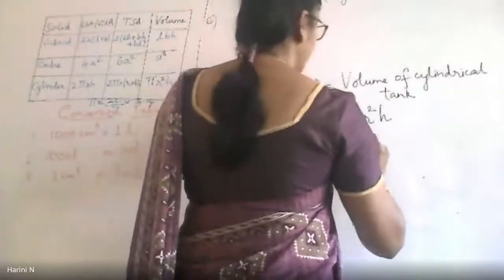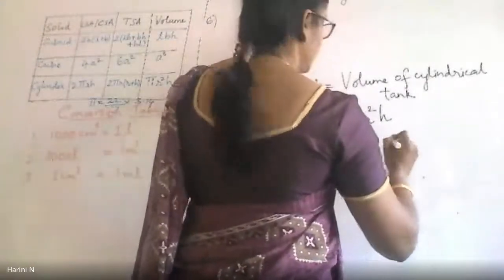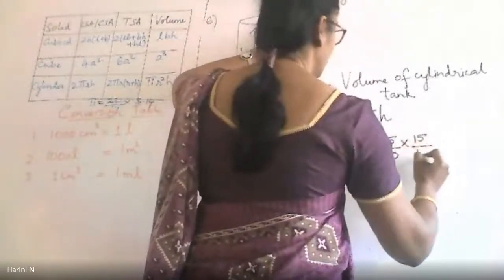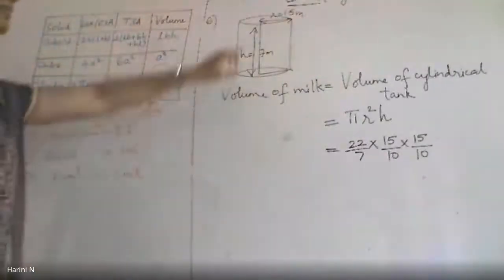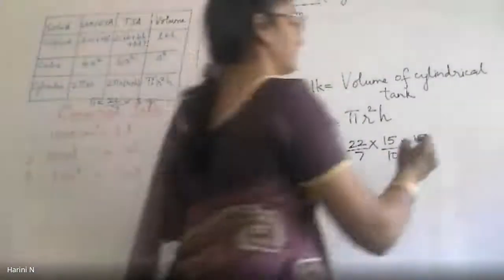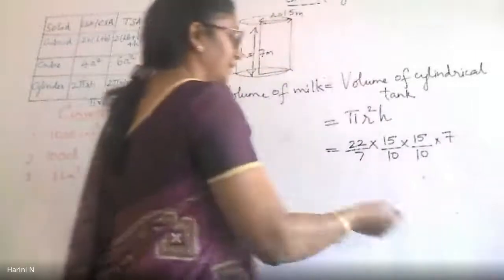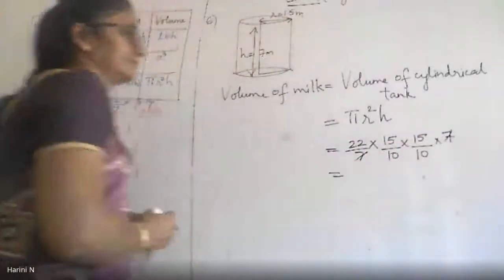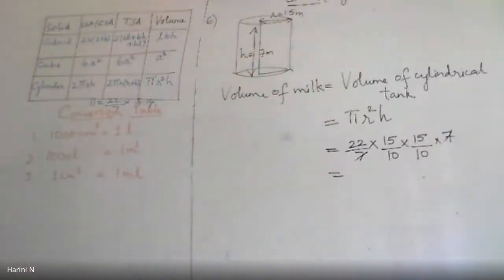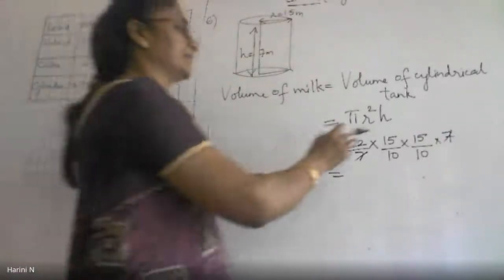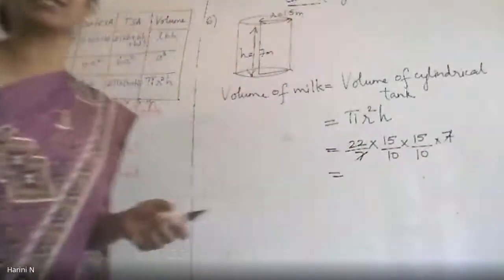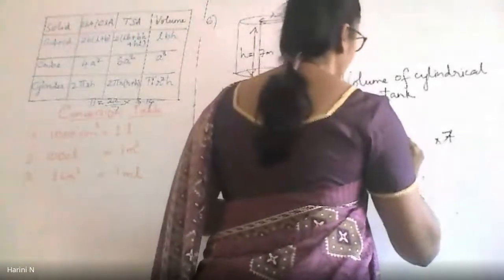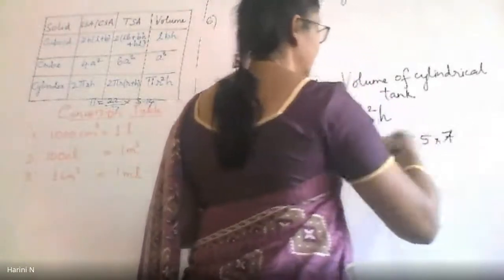Again I'll take my pi as 22/7. R is, say I take 15/10 into 15/10. Shall I take it like that? Because it is 1.5, r square, h is 7. So the 7 goes. Now you may have to multiply. If you want to have it as 15/10, you have it. Or if you think decimal multiplication is easy, you can have it as 1.5 into 1.5, whichever you feel easy. But anyway, the 7 is gone.